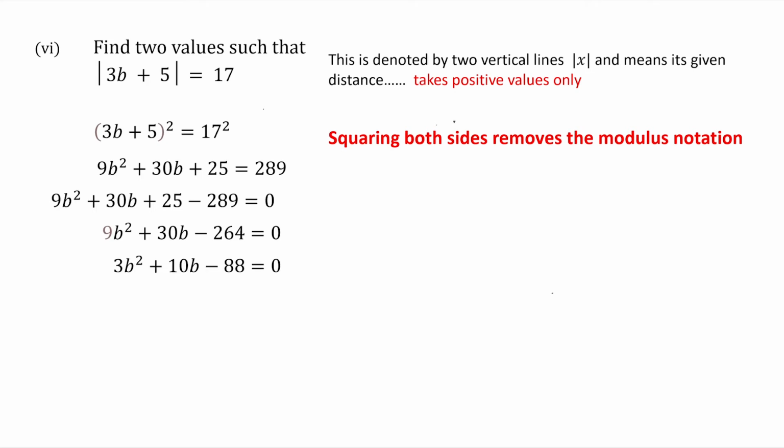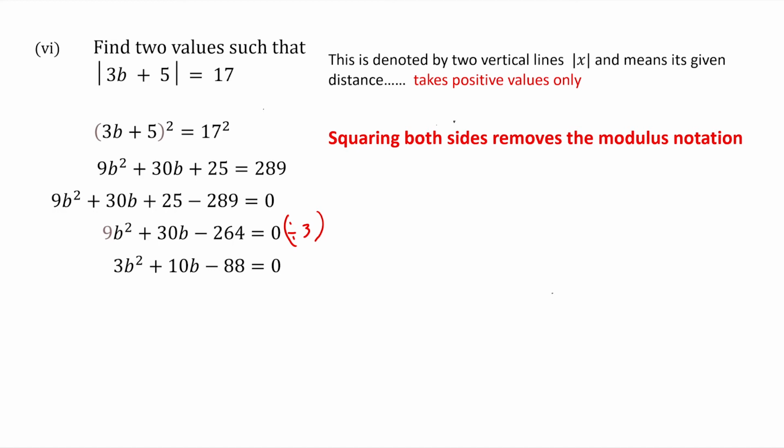Then we want to solve for b, so the first thing we're going to do before we factorize is divide by our common value to make it a bit easier for us. So all of these values are divisible by 3, so I'm going to divide everything by 3. And I get 3b squared plus 10b minus 88.